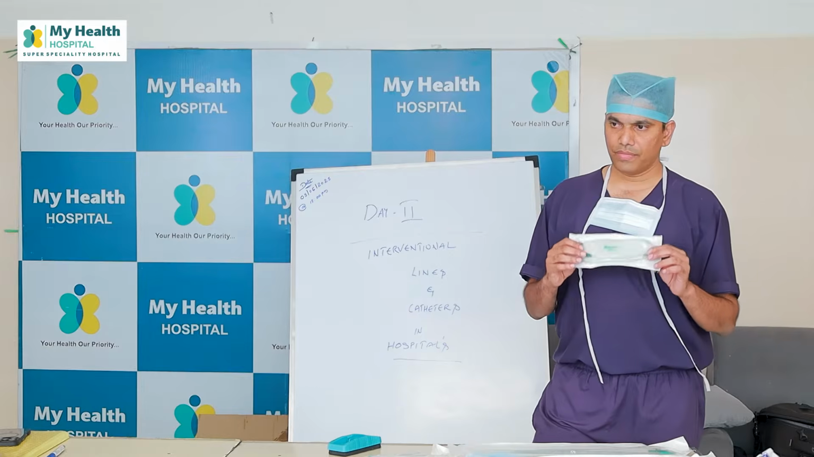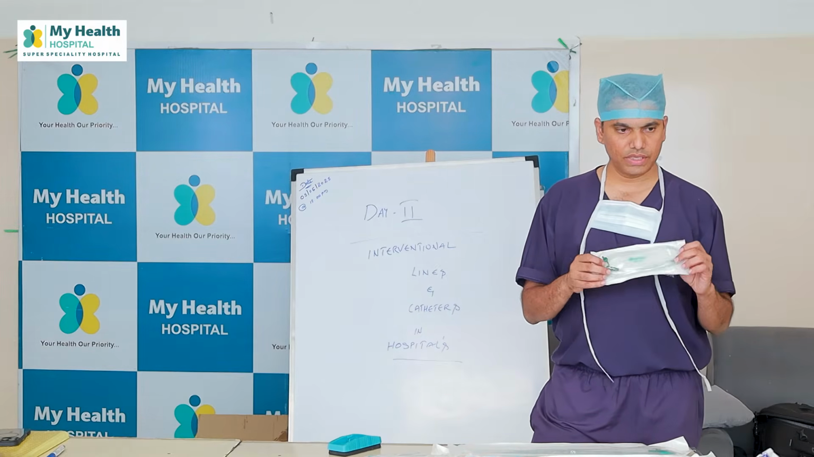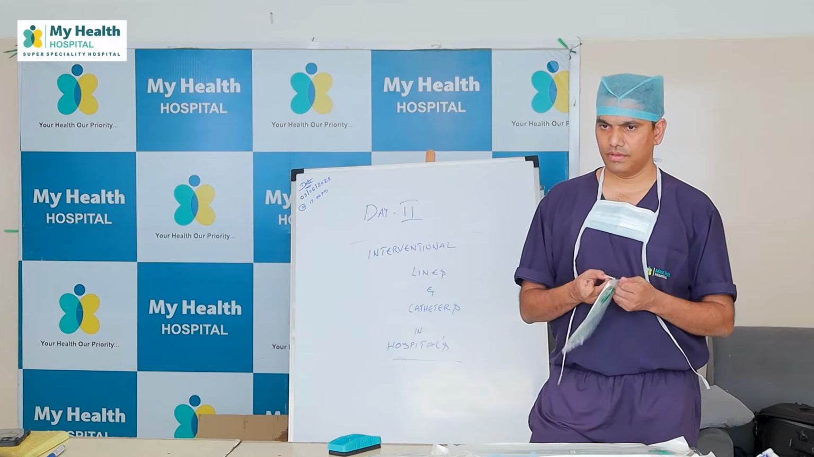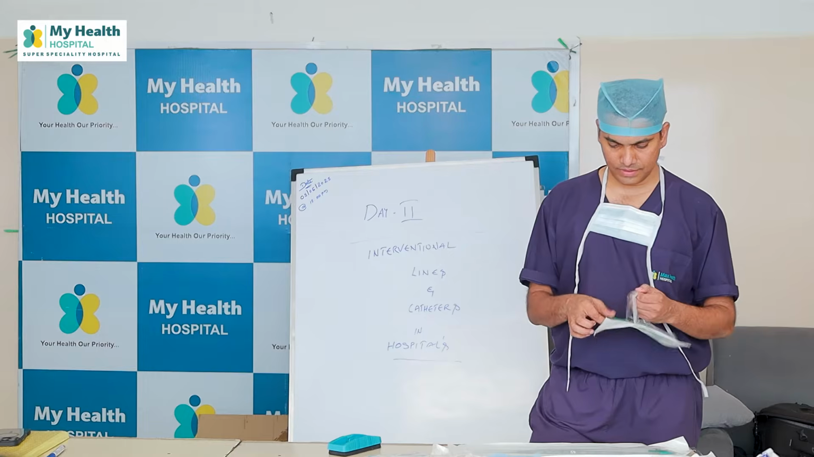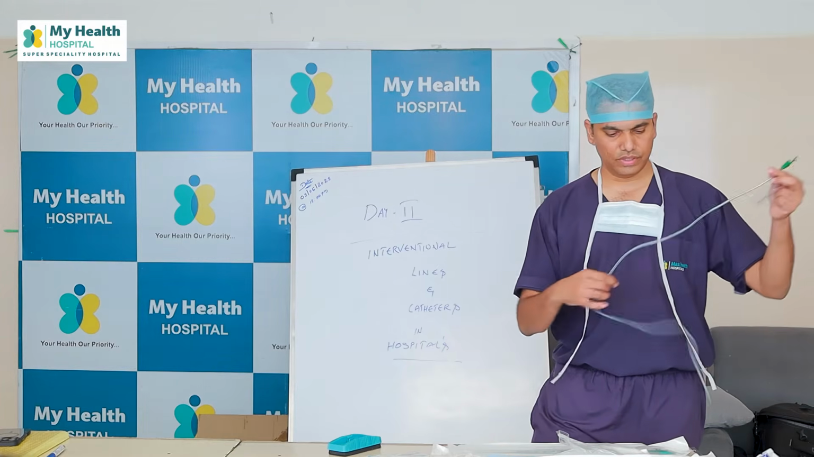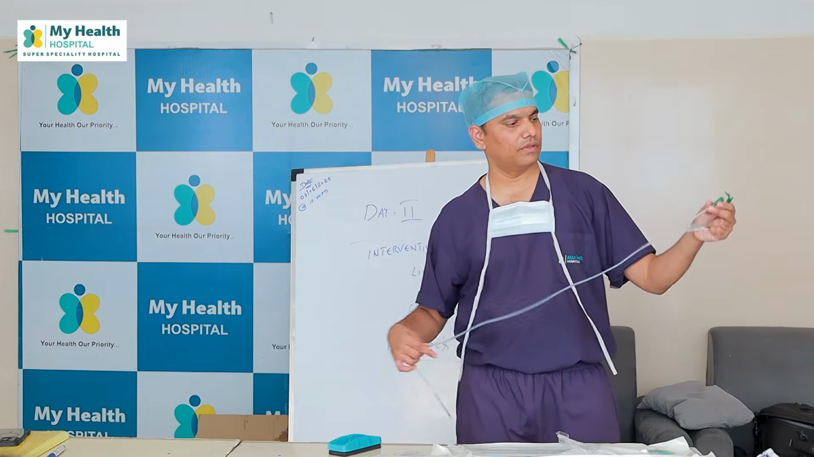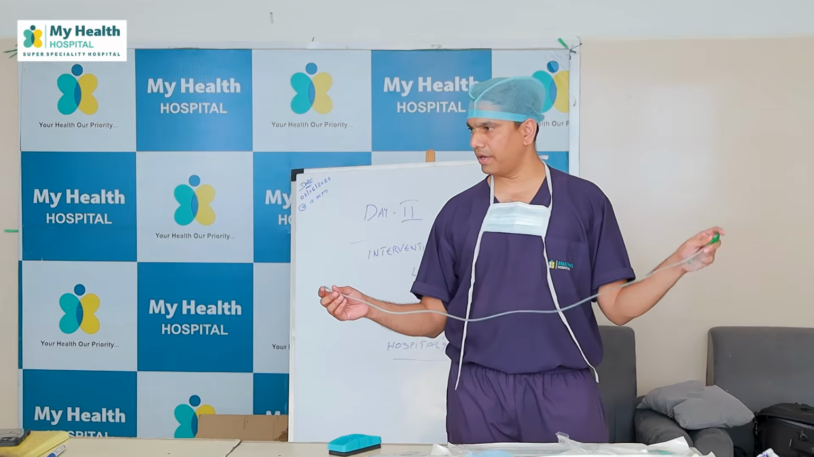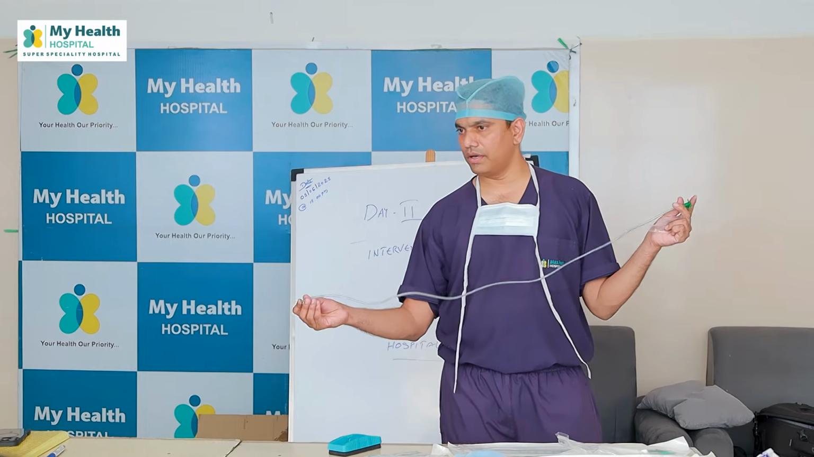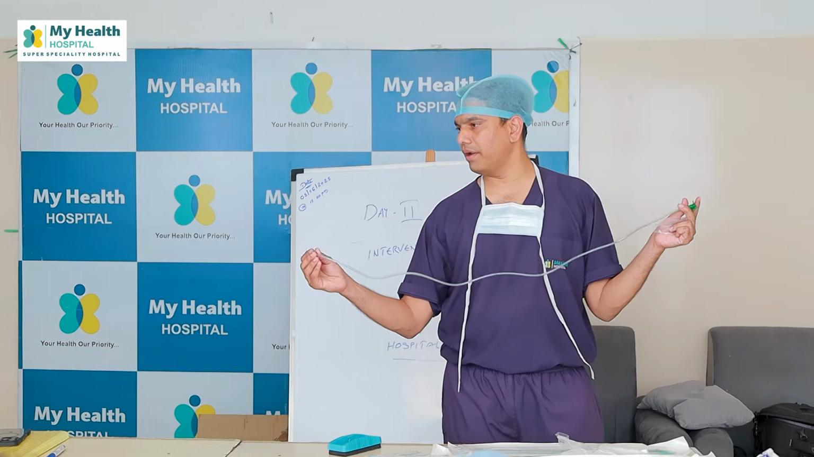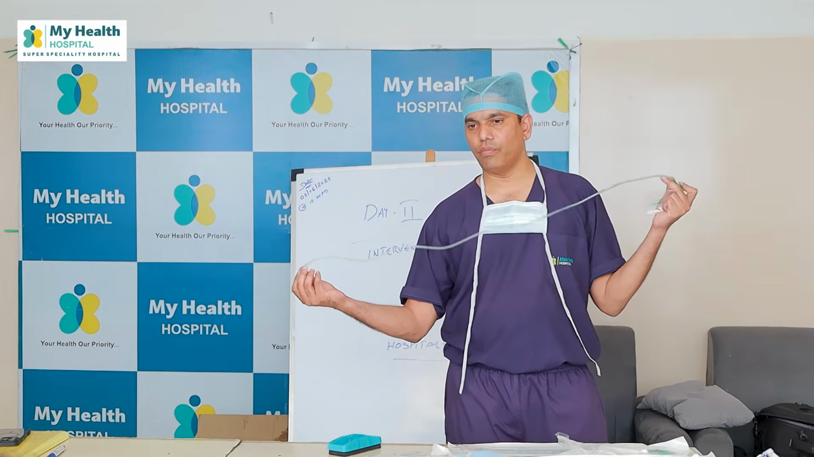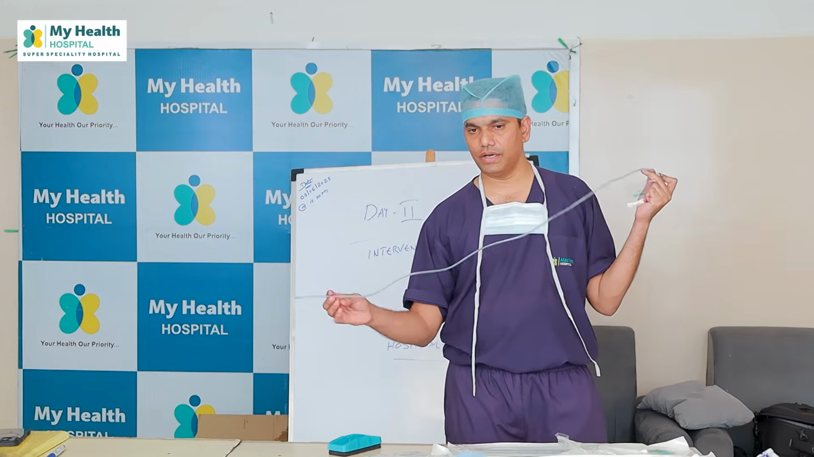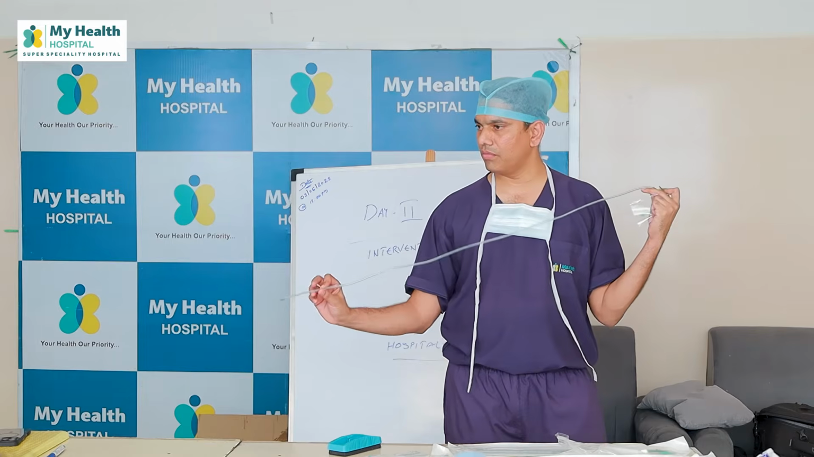Also, a Ryle's tube will have a single lumen tube. What do we have at the end of the Ryle's tube? Holes. So this is how you identify a Ryle's tube. A single lumen tube with a feeding cap, the draining tip end with a radio-opaque material, and it has multiple openings at the distal end.